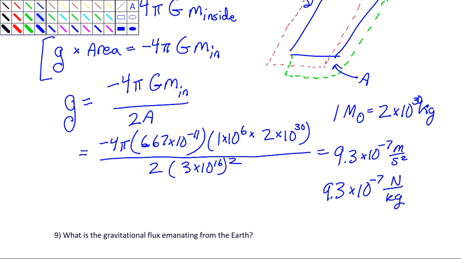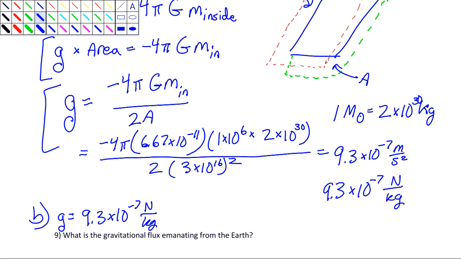Part B is going to be exactly the same. My g will be 9.3 times 10 to the minus 7 newtons per kilogram. Remember, for the flat surface, the acceleration due to gravity, or the gravitational field, was not dependent upon the distance from the mass. That was not true for spheres and cylinders. It was dependent upon the distance, but not here with a flat structure.